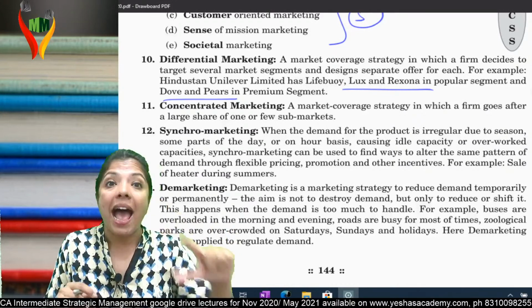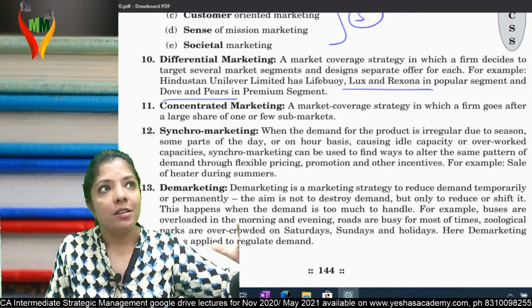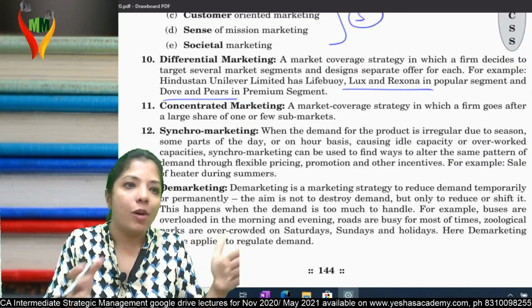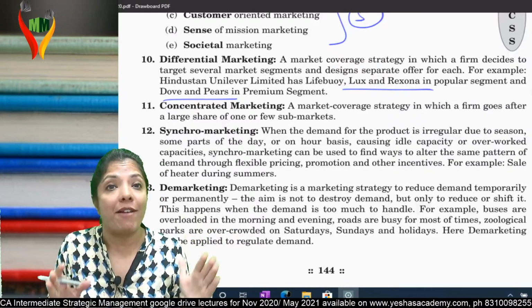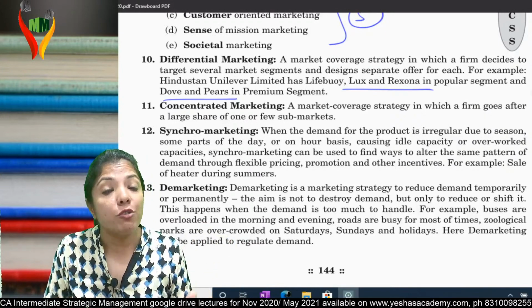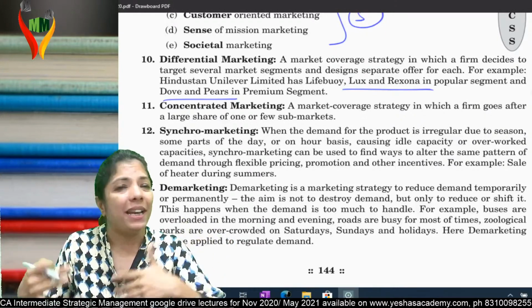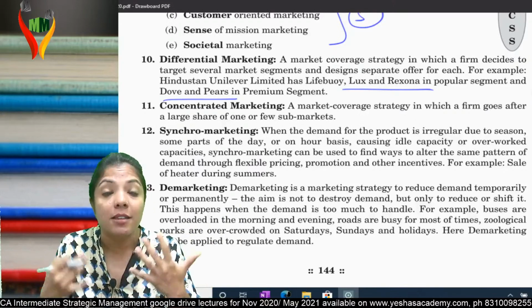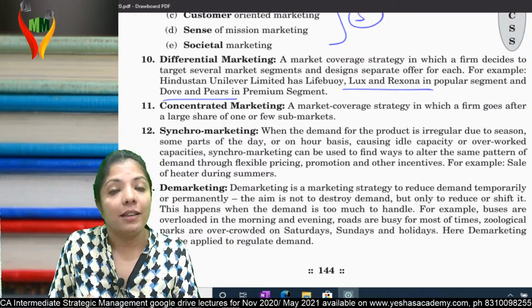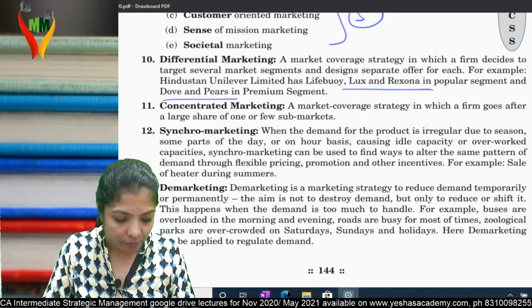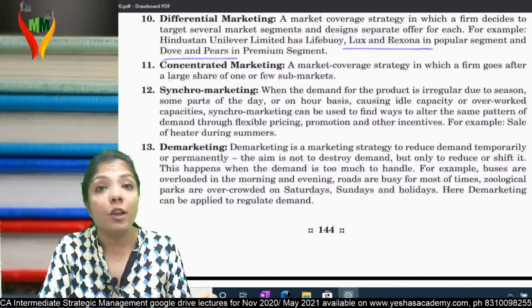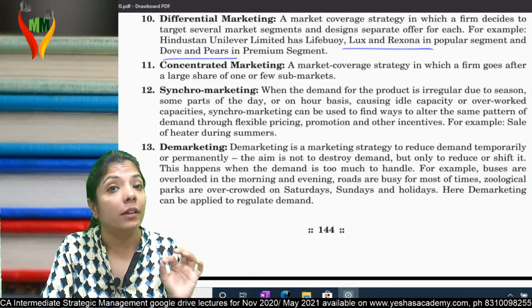For example, happy hours, 3 to 5. Normally you have your lunch till 3 and you start your snacks from 5. So 3 to 5 there is no demand, so to create demand, there are many like Pizza Hut and McDonald's. They give some happy hours. They give discounts. One pizza bought, one pizza free, like that. Am I clear? Is synchro marketing clear? Now come to the 13th one.